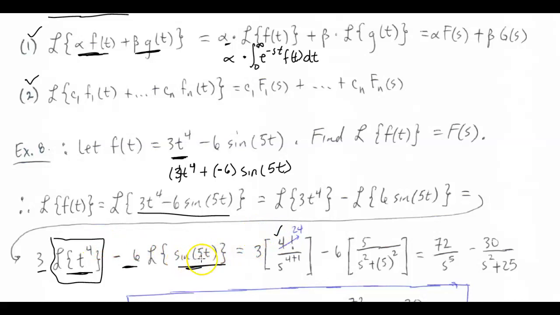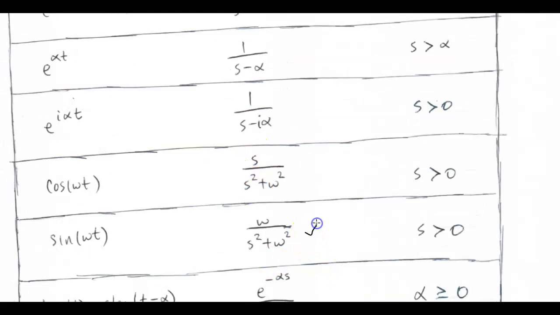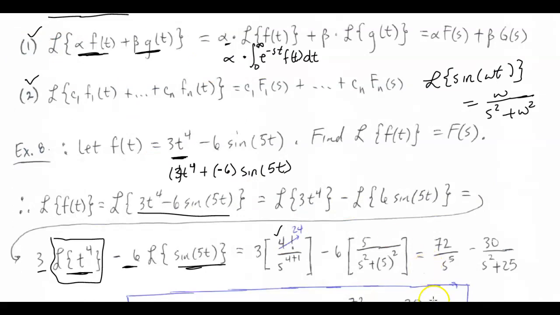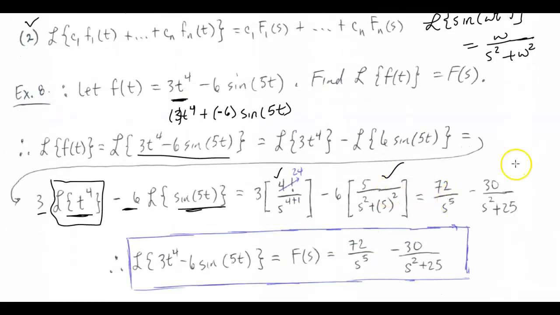If we look here for sine of 5t, we know that the Laplace transform of sine of omega t is just omega over s squared plus omega squared. And again, if we look in the Laplace transform table and scroll down, we see that that is right here, okay? Once we put in all the information, then it's just algebra bringing it together.